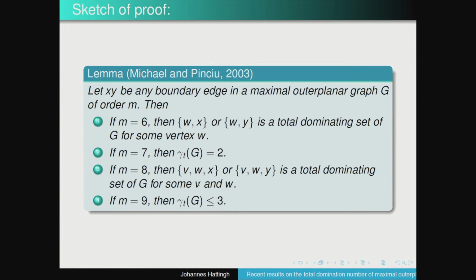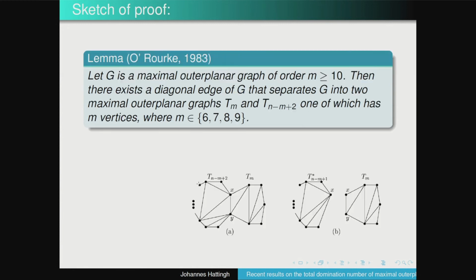And for a fan, you can also show that the total domination number is exactly 2. And then O'Rourke in 1983, that's to set up the induction part. If you start with any maximal outerplanar graph, you can always show that there's a diagonal edge, and the diagonal edge appears right here.